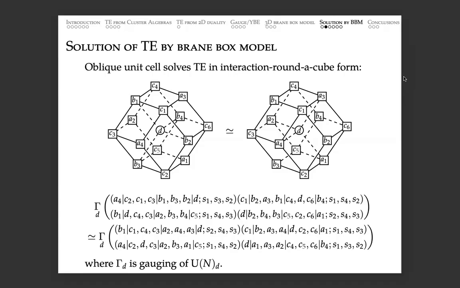which are actually vertices of the dual three-dimensional lattice. But anyway, in the type of model which naturally arises from this three-dimensional brane box model, called the interaction-round-the-cube model, this picture represents the tetrahedron equation. Here you have a lot of vertices, square vertices, and the round vertex D.